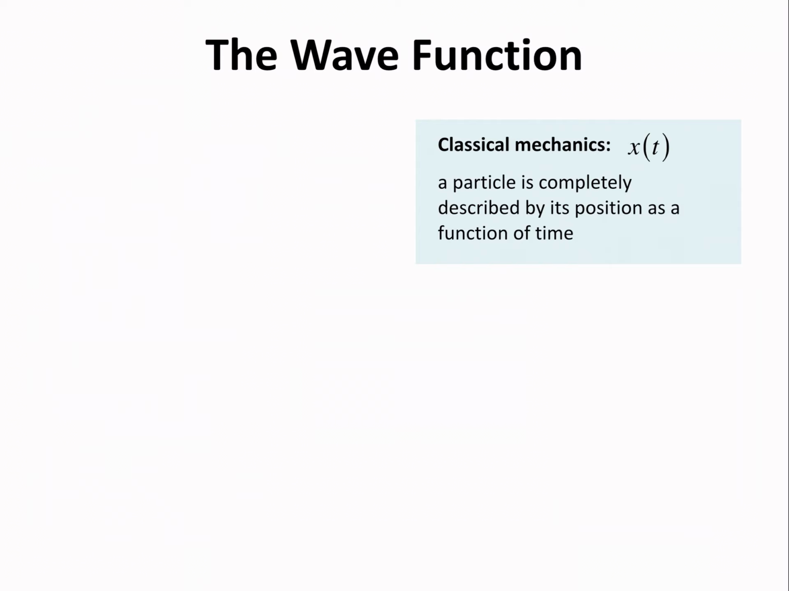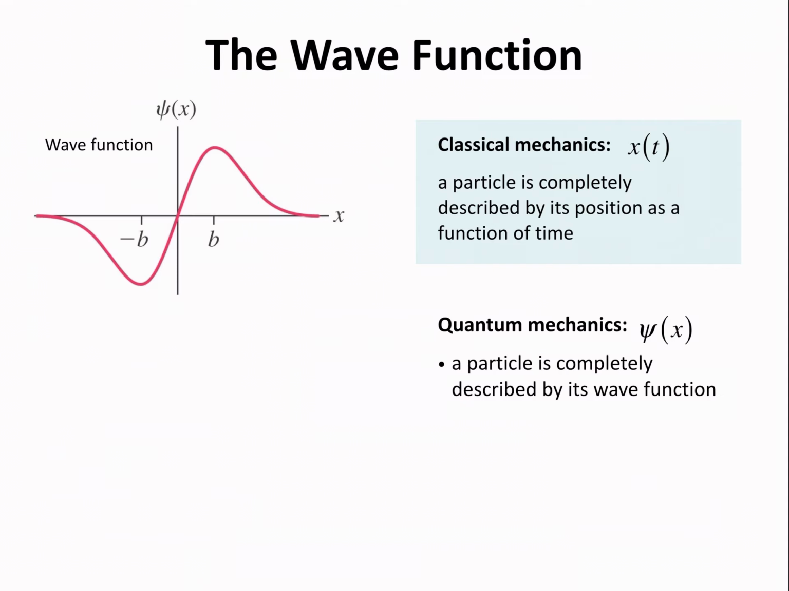In classical mechanics, we determine position completely by its function in time. So a particle is completely determined, x as a function of time. Now, in quantum mechanics, a particle is described by its wave function instead of just a position, just one value x. The wave function is a little bit different, and the reason we've been talking about statistics is the wave function is sort of a statistical probability of where you're going to find the particle.